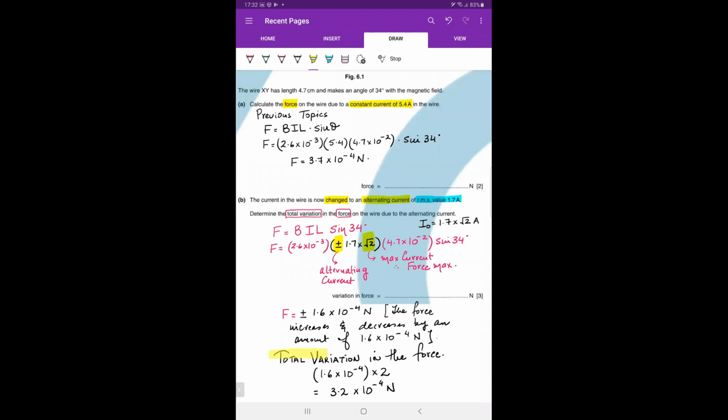if you carefully analyze the wording, then the total variation can be calculated by multiplying the individual answer with 2, and hence that gives us the final answer of 3.2 times 10 to the power of minus 4.